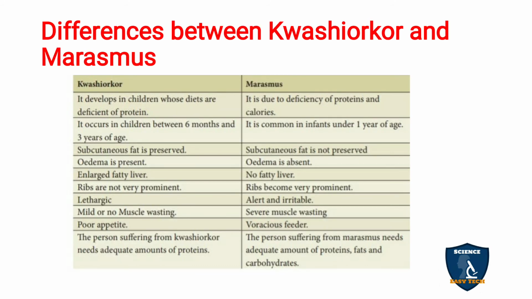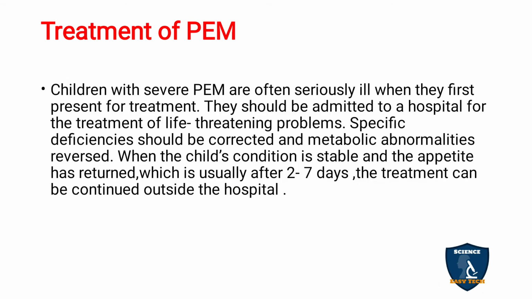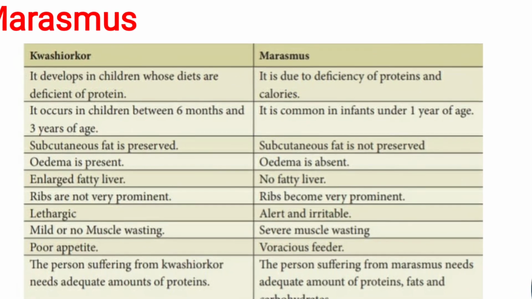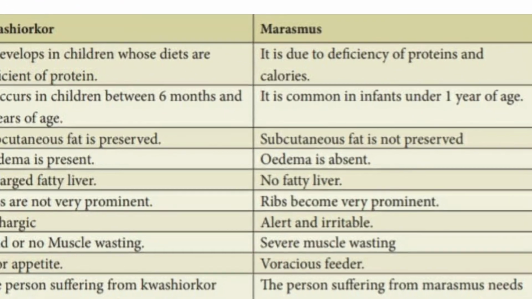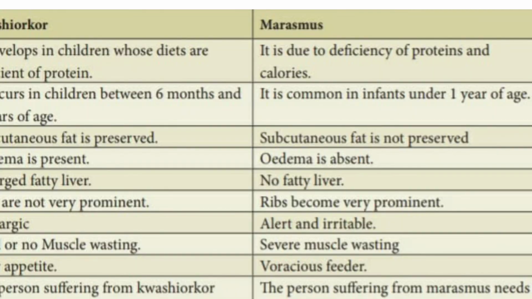Next, difference between Kwashiorkor and Marasmus. So what is the difference? Kwashiorkor develops in children whose diets are deficient in only protein. In Marasmus, both protein and caloric deficiency will be there. Kwashiorkor is seen in children between 6 months and 3 years of age. Marasmus is common in infants under 1 year of age.